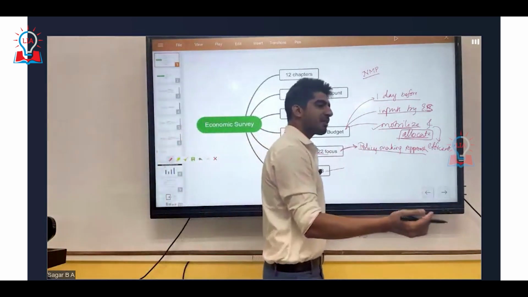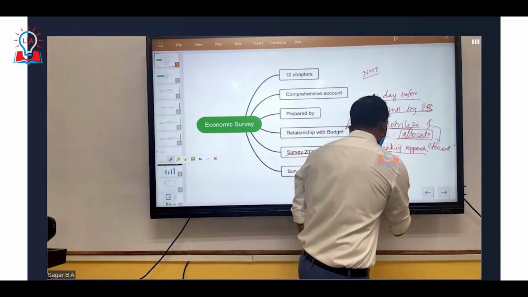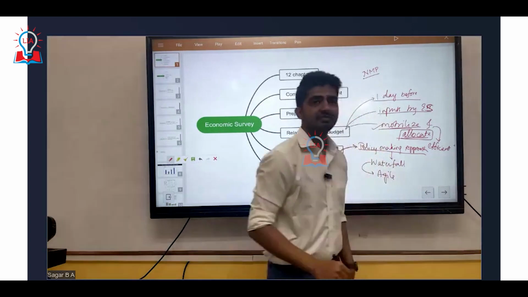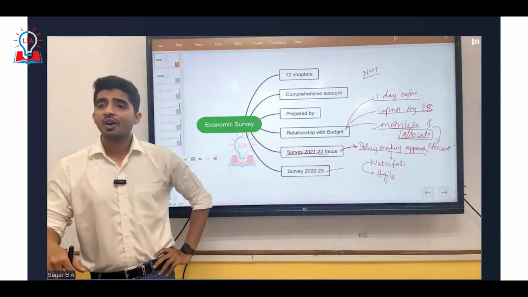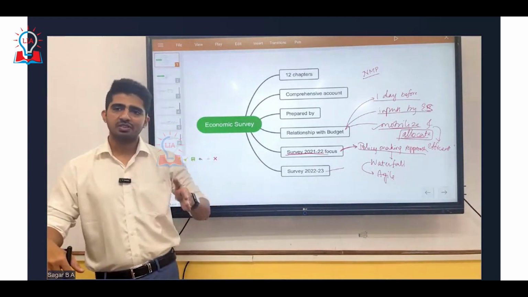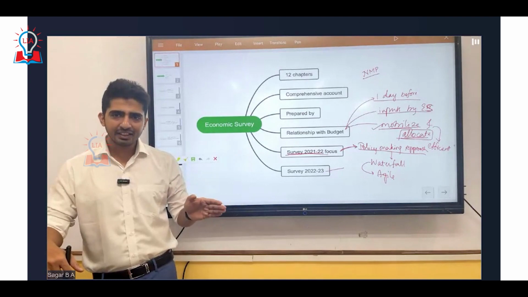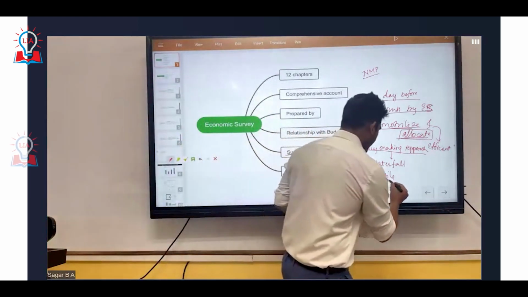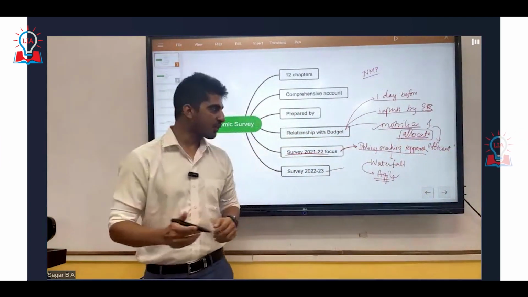When you look at the entire economic survey, the theme that runs across it is that it had made a shift from waterfall approach to agile approach. What is this waterfall approach? Till 2021, the policy making of the government related to your fiscal policy, monetary policy, was waterfall approach. The economic survey said that from 2021 onwards, after the pandemic, we are shifting towards an approach which is called agile approach when it comes to policy making.